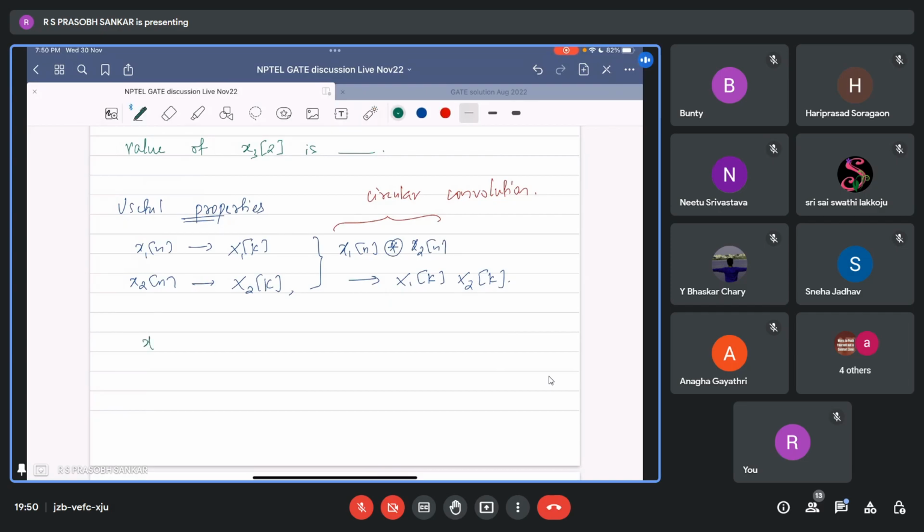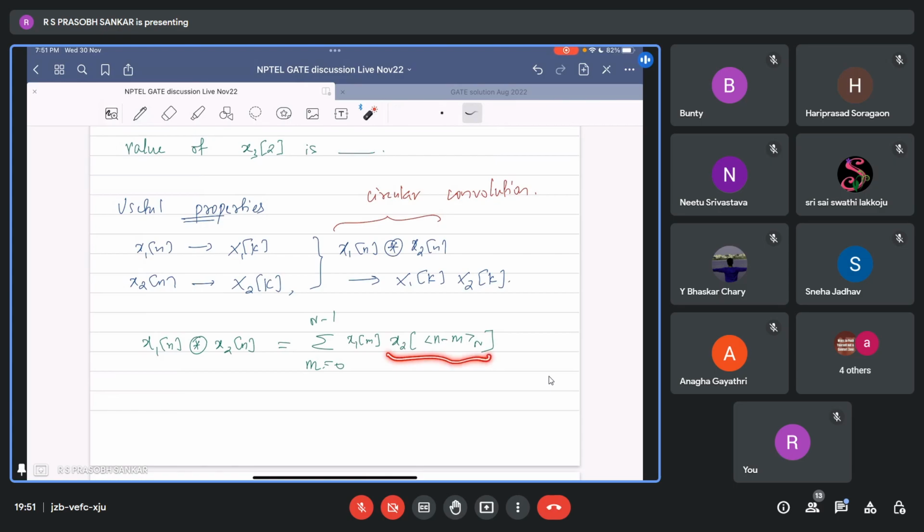Now, by the way, what is circular convolution? x1 of n circular convolution x2 of n is defined like this: summation over m from 0 to N minus 1 of x1 of m times x2 of (n minus m) mod N.